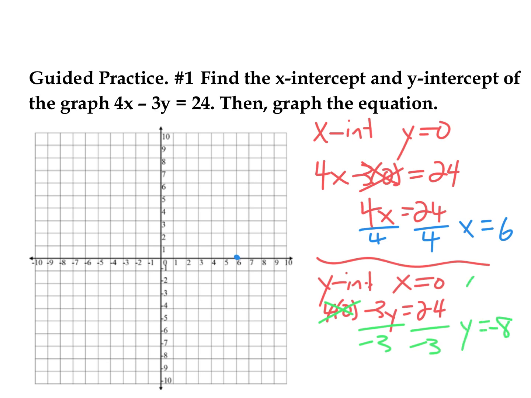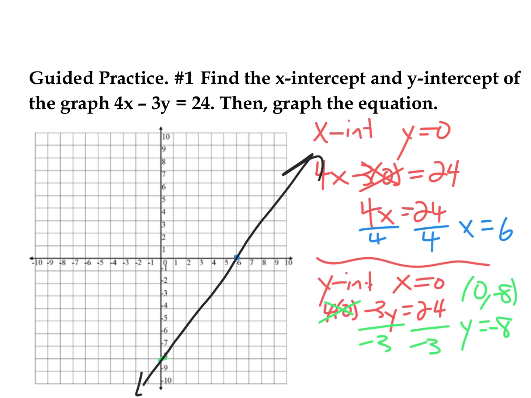So I would have the point (0, -8). X value of 0, y value of -8. So I could graph that point, (0, -8), where I cross the y-axis. My x-intercept has an x value of 6 right here. That's (6, 0). (0, -8) is the y-intercept, and then I could draw a line through those 2 points. So my graph would be a line that goes through those 2 points.